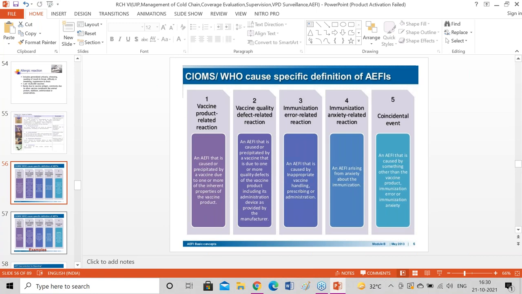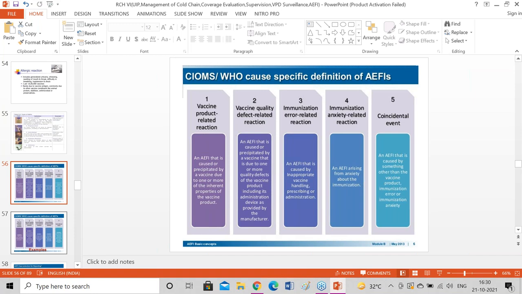Okay, so it is vaccine product related, vaccine quality defect related, immunization error related, immunization anxiety related, or coincidental. This is the WHO definition of AFI. Vaccine product related, as I said about DPT. Quality defect related: sometimes it may occur by chance that the vaccine is not of the right quality or there is some defect in the manufacturing, and that leads to AFIs in the people who have been vaccinated.